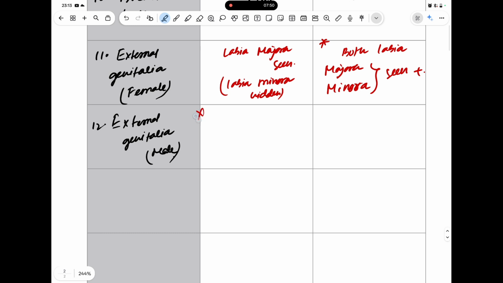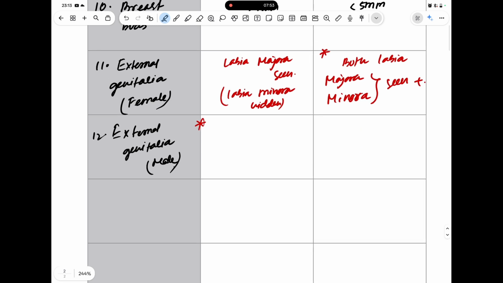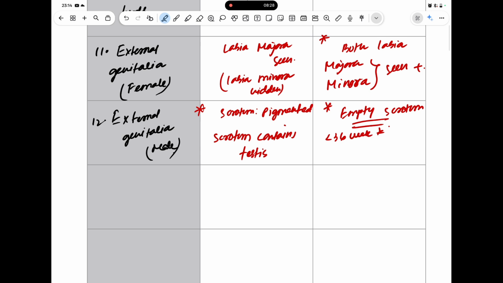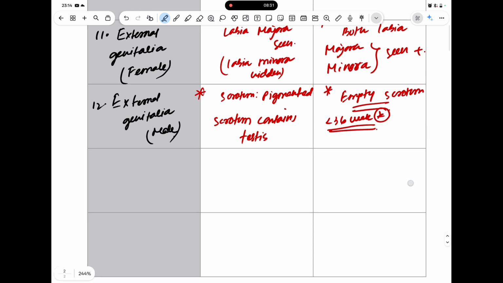In case of male, in case of term, the scrotum is pigmented, as well as the scrotum contains testes, right? In case of preterm, the scrotum is empty due to non-descending of testes, right? Scrotum is empty if it is less than 36 weeks. As well as this, the scrotum is less pigmented.